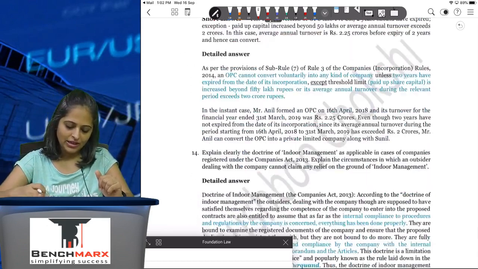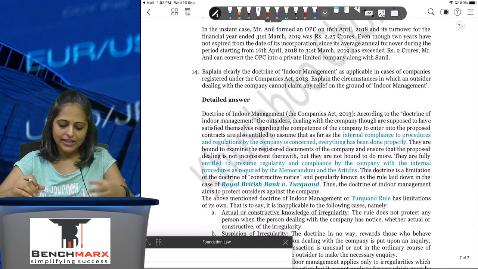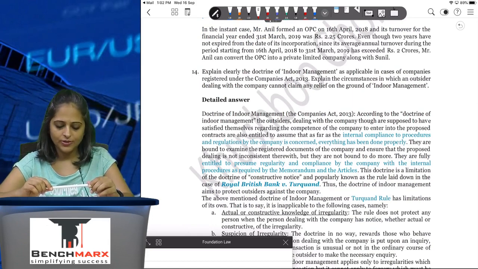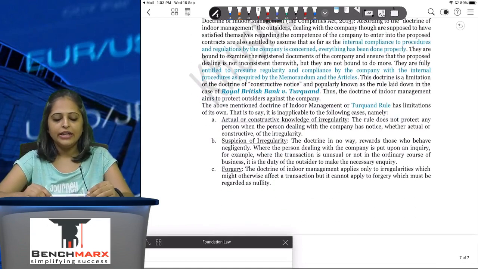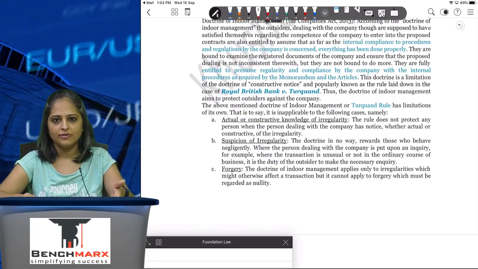Coming to the last question, explain clearly the doctrine of indoor management as applicable in case of companies registered under the Companies Act 2013. Again, one of the most favorite questions asked by the institute. Explain the circumstances in which an outsider dealing with the company cannot claim relief on the grounds of indoor management. Indoor management is basically an exception to the doctrine of constructive notice.